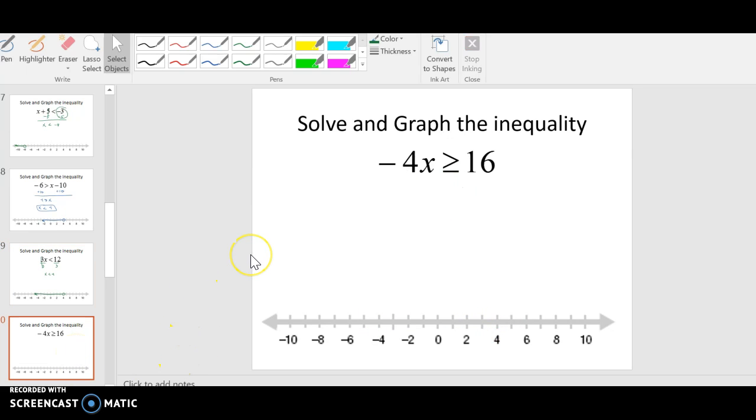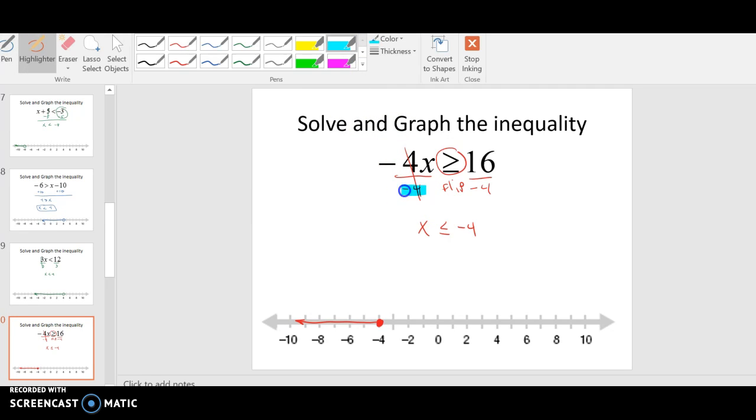But the next one, if I look, how do I get rid of the negative 4? I'm going to have to divide by the negative 4. And when I divide by negative 4, since I am dividing by a negative, I must flip this inequality sign. So it's going to go from greater than or equal to, to less than or equal to negative 4. So now I can go to negative 4, close dot, shade to the left.